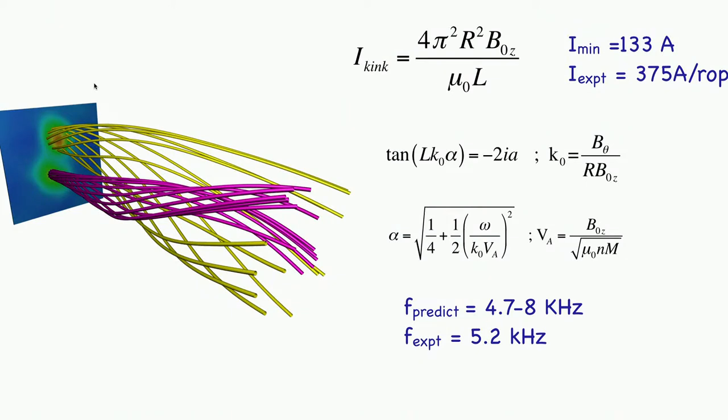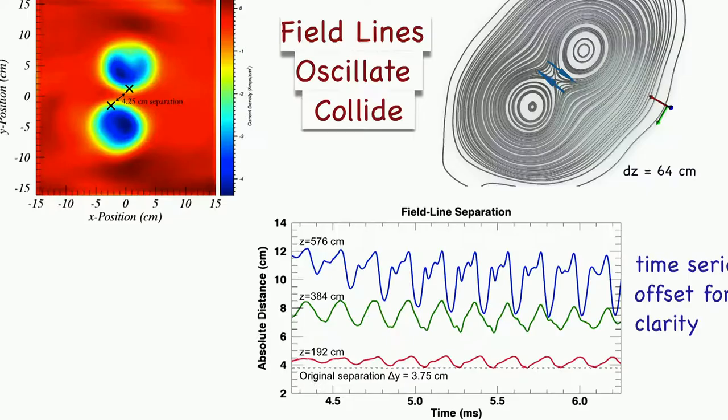The ropes have a dispersion relation, which is derived by Rutoff, and if you calculate the predicted frequency of our ropes, it's something between 5 and 8 kilohertz. And the experimentally observed frequency of the ropes, you'll see that everything is oscillating at about 5 kilohertz.